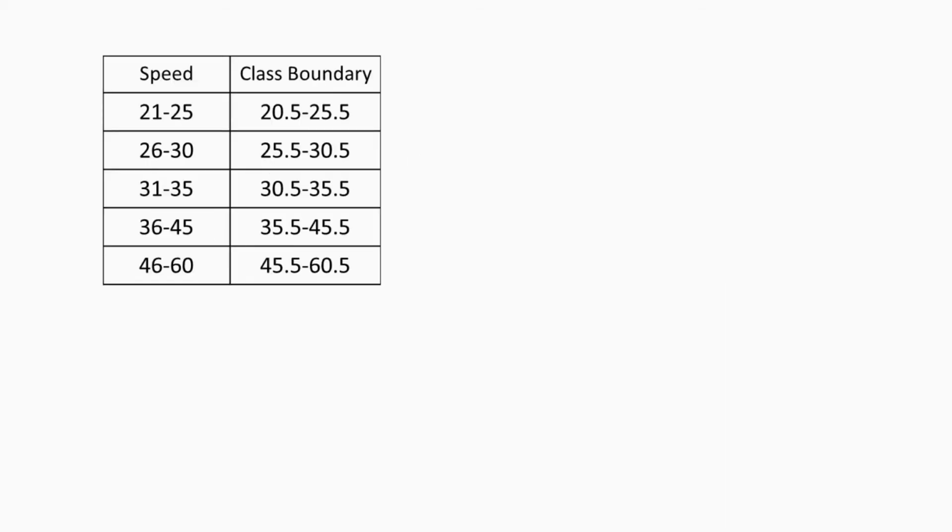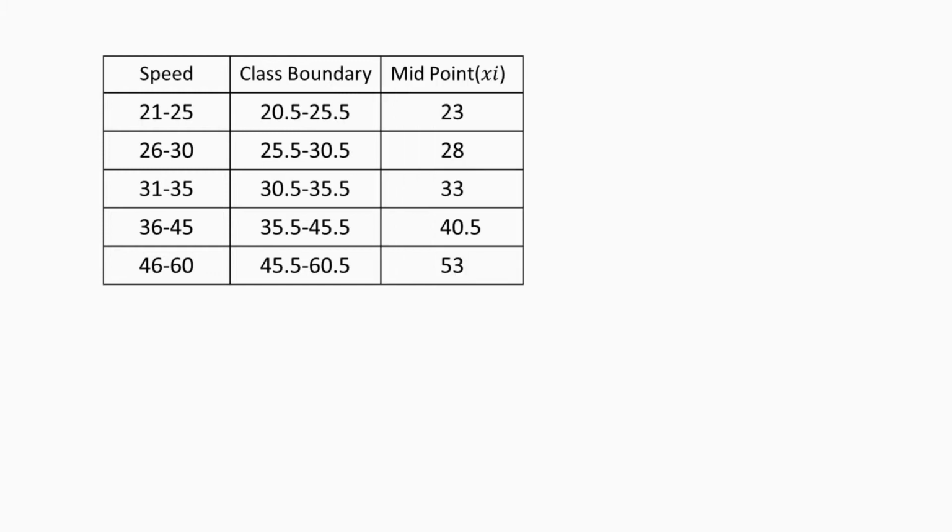For that, first, you should find the class boundaries. I have discussed class boundaries in a previous lesson. Next, we should find the midpoint value. We can find the midpoint value by adding the two class boundary values, that is the lower class boundary and the upper class boundary value, and dividing it by 2. Then you can obtain the midpoint value.